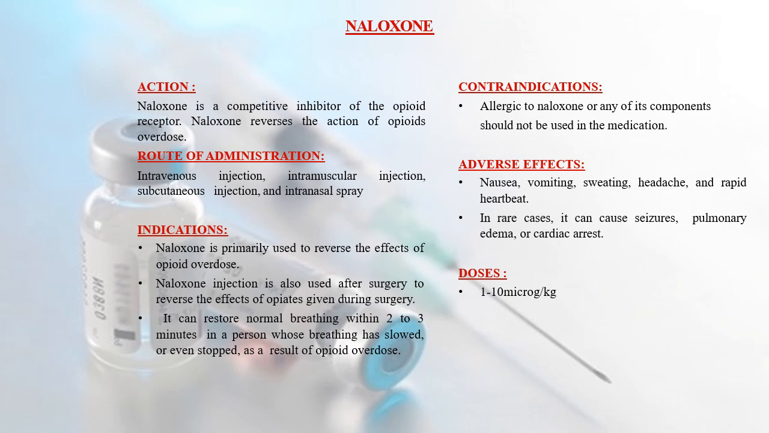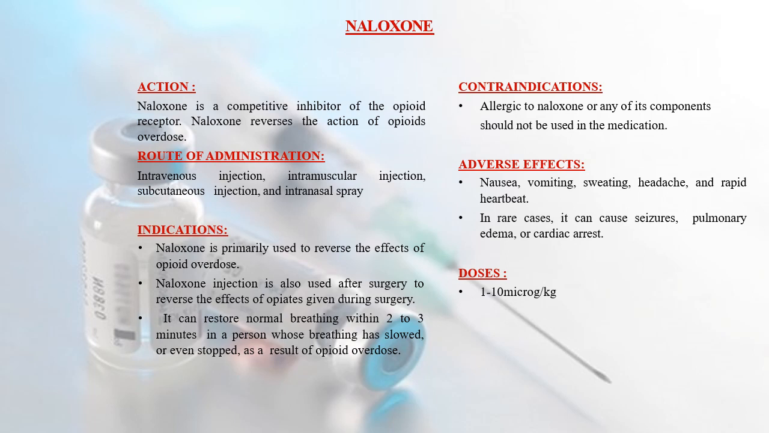Indications of naloxone: it is primarily used to reverse the effects of opioid overdose. Naloxone injection is also used after surgery to reverse the effects of opiates given during surgery. It can restore normal breathing within 2 to 3 minutes in a person whose breathing has slowed or even stopped as a result of opioid overdose.